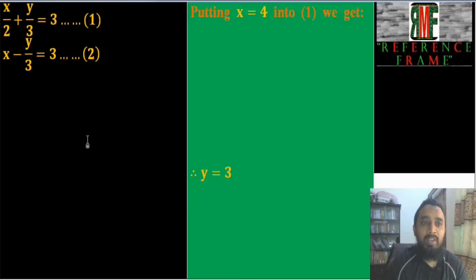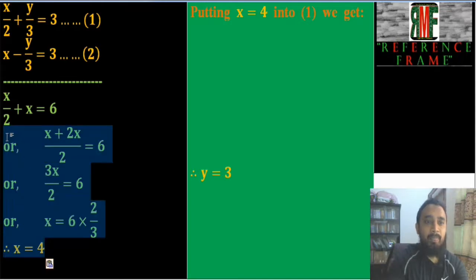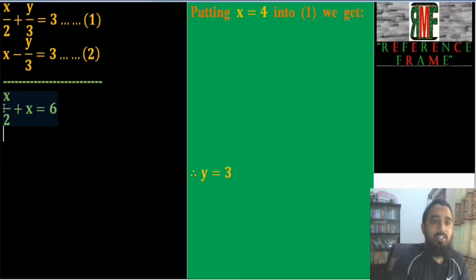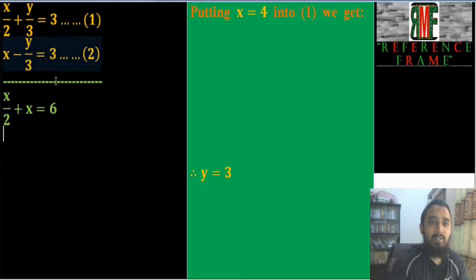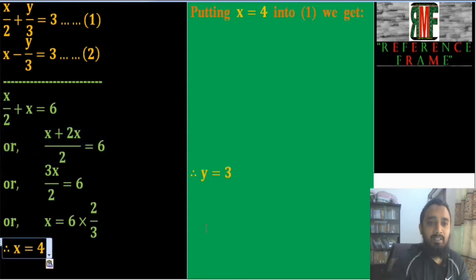Since they have different signs, we're going to add them. By adding them, what are we going to get? Look, y by 3 with the plus sign and y by 3 with the minus sign will cancel each other. So we have x by 2 plus x is equal to 3 plus 3, which makes 6.